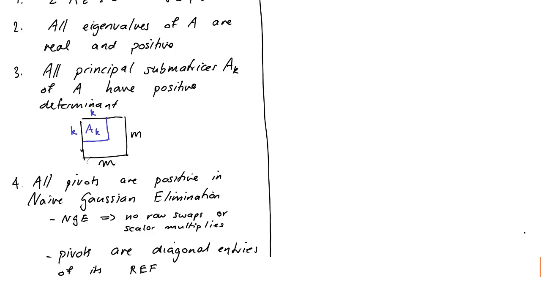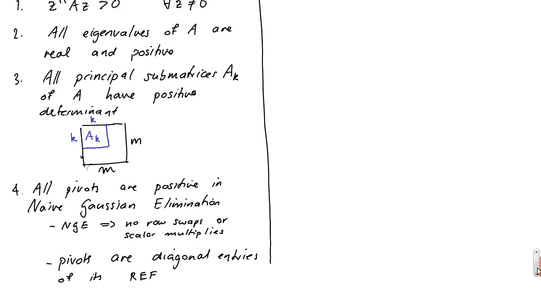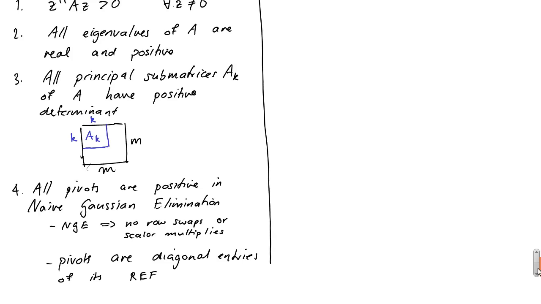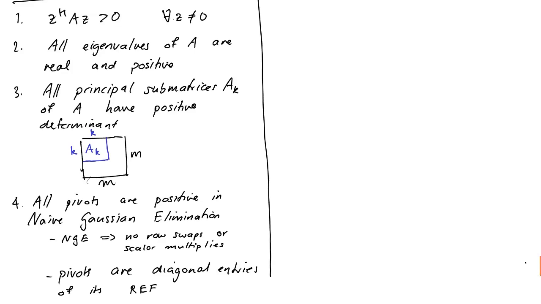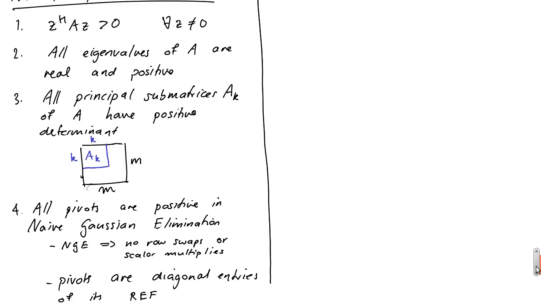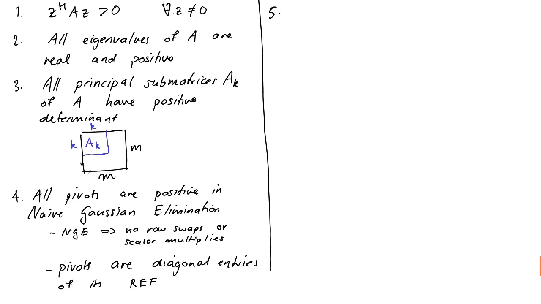Okay, so that's a reasonable test. We go through and attempt Gaussian elimination on a matrix, and so long as the pivots are all positive, then we can tell our matrix is positive definite. Related to that one is what we're going to look at next lecture, number 5: compute a Cholesky factorization.